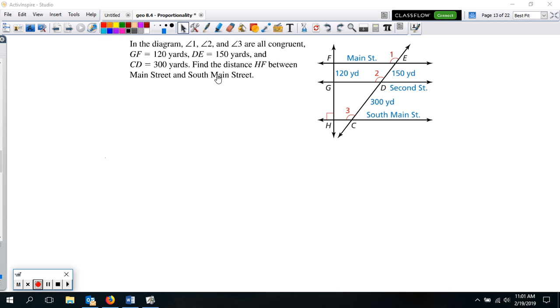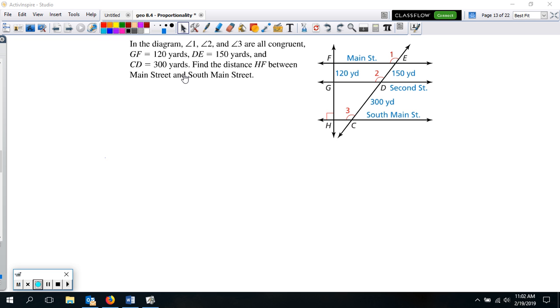Okay, so here's another quick book example that helps us use that last theorem with the 3 parallel lines. So it says in the diagram here, angle 1, 2, and 3 right there are all congruent. And then it gives us some numbers for some of these other segments. GF right here is 120. DE over here is 150, and then the DC down here, or CD, is 300. It wants us to find the distance of HF, so from this corner right here all the way up to F up here, this whole segment. We know this is 120, so basically we need to figure out what is this segment here, the H to the G segment, and then add that to 120 to get the full thing.